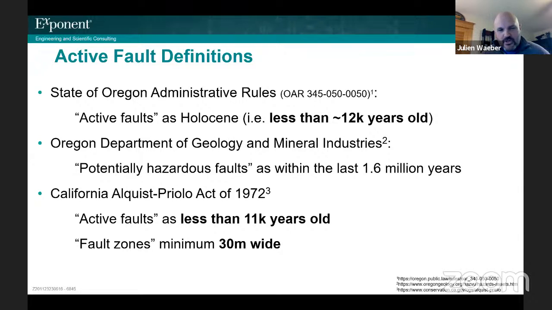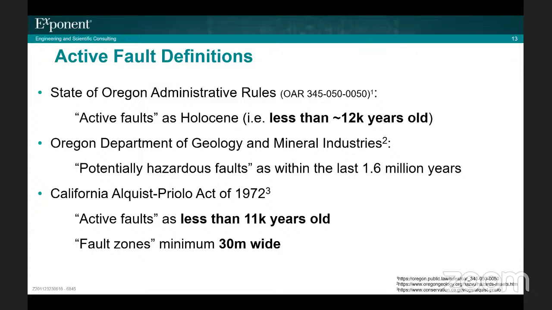Other states like California also have a little bit more specific terms through the Alquist-Priolo Act of 1972, for example. And in that case, they define specific fault zones related to well understood active faults and define them as being a minimum of 30 meters wide. But that extends to anywhere up to about 150 meters on either side.